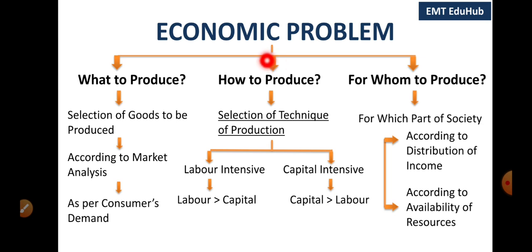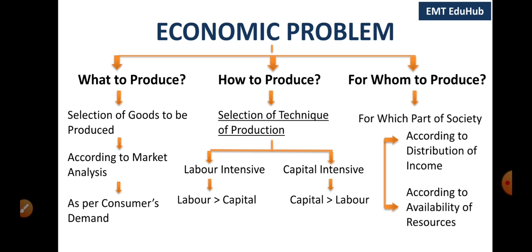The second is how to produce. There are various alternative techniques of producing a commodity. For example, cotton cloth can be produced with either hand looms or power looms or automatic looms. Production with hand looms involves use of more labor and production with automatic looms involves use of more machines and capital. A society has to decide whether it will produce cotton cloth using labor intensive technique or capital intensive technique.